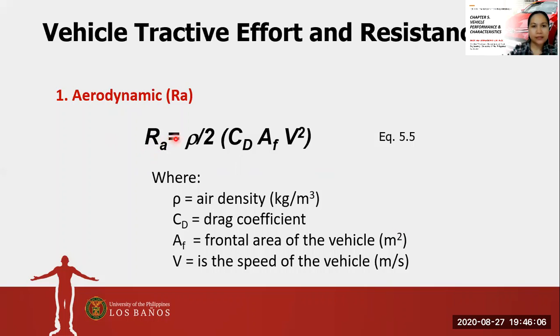RA is equal to the air density over 2 times the drag coefficient CD times the frontal area of the vehicle in square meters and the square of the speed of the vehicle in meters per second. So take note of this formula in determining the aerodynamic resistance RA.